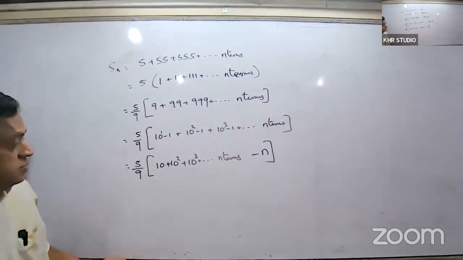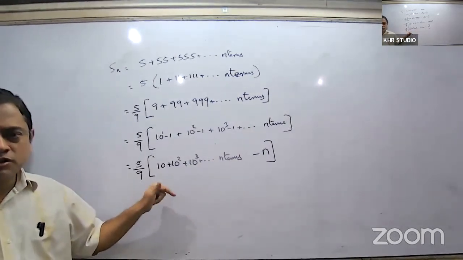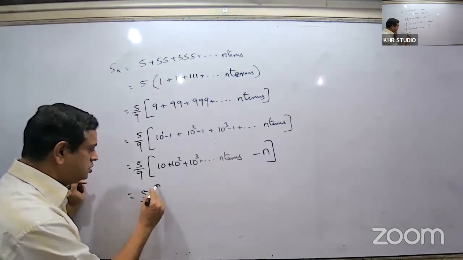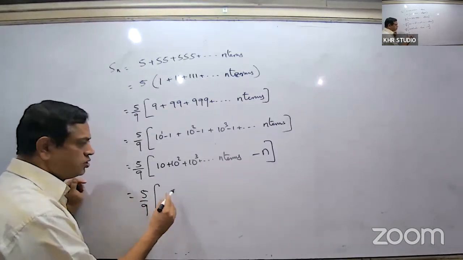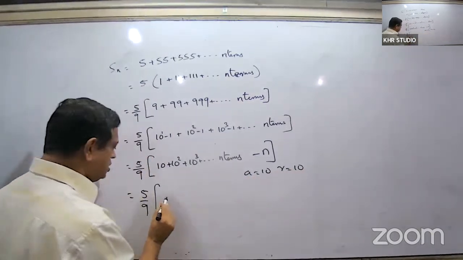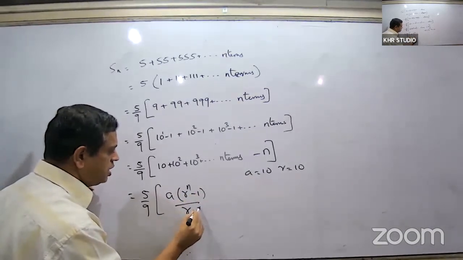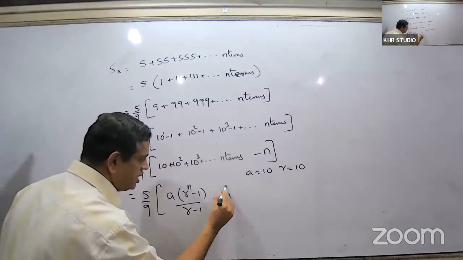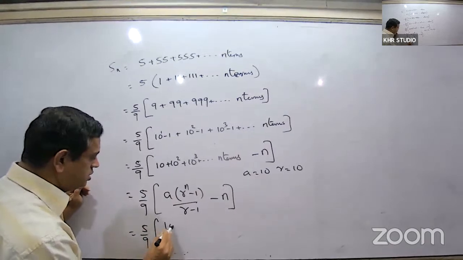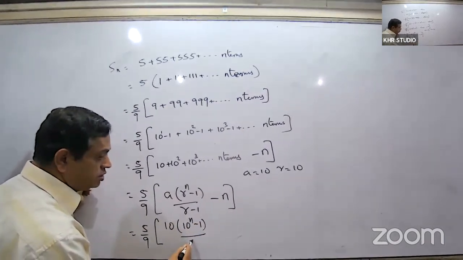Now see, we got a GP here. What is the first term? 10. Common ratio 10. So we can apply the formula 5 by 9 into this. You will write A here: A is equal to 10, R is equal to 10. Therefore, A into R to the n minus 1 divided by R minus 1, minus n. Sorry, 5 by 9 into 10 into 10 raised to n minus 1 divided by 10 minus 1.